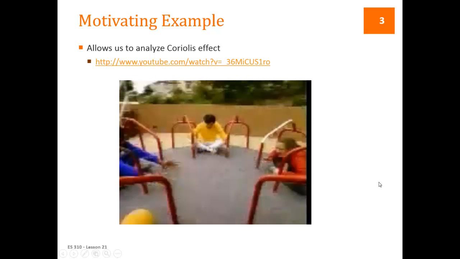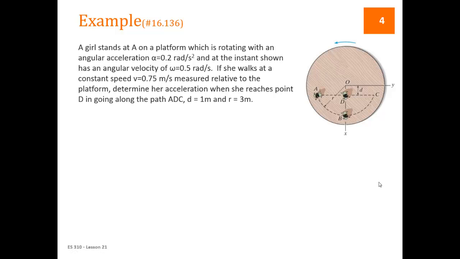So, let us take a look at an example of how we would solve systems using these equations. So we have a rotating platform that is rotating with an omega and an alpha given in the problem. So omega is 0.5 and alpha is 0.2, and those are in the positive direction. And we have a girl walking on that rotating platform, and for our situation, she walks from A to D and then on to C. So she's walking straight across the platform. We are to figure out what her acceleration is at point D.